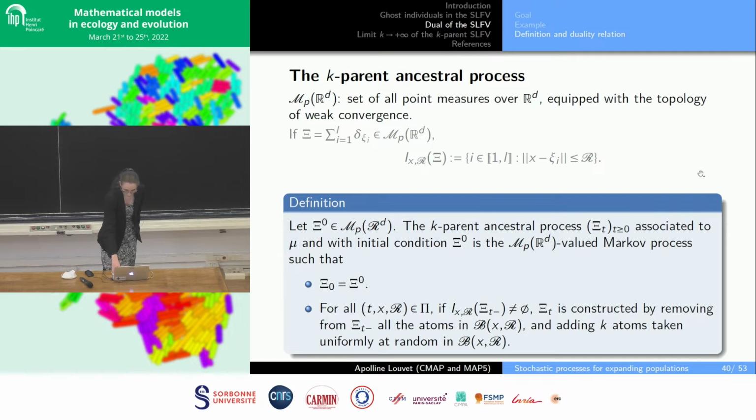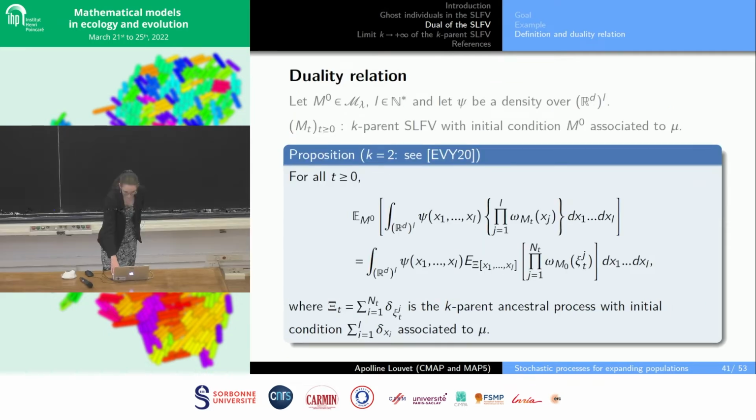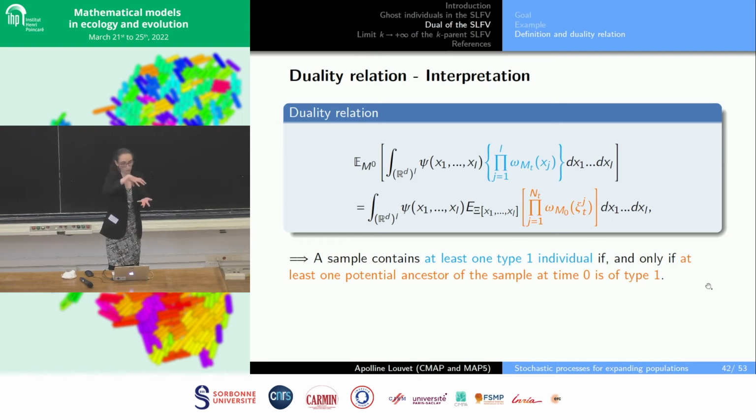So we can define our process formally. And we have the following duality relation, which is exactly the one for the SLFV section in the article by Henri, Véber, and Liu, in the case k equals 2, but you can very easily generalize it to k being larger. So this duality relation just tells you that a sample of individuals contains at least one real individual if and only if at least one potential ancestor of the sample is real. And you need to have a more complicated equation with integrals because your type in a given location is not uniquely defined.